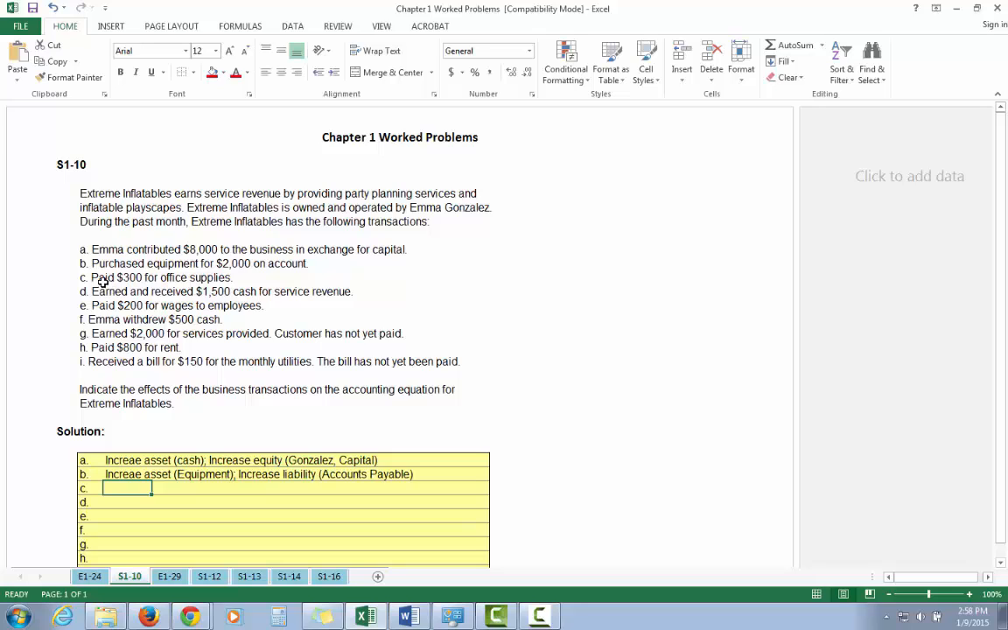Okay. All right. Then C says we paid $300 for office supplies. All right. So we paid something. Anytime we paid something and it doesn't say on account, that means cash is leaving the company. All right. We're conducting business, and we've got cash going out. So cash is going to decrease. So cash is an asset. So we're decreasing our assets and we're getting something in exchange for the cash. Office supplies. Okay. So office supplies are something that we're going to use up. That's going to help us generate income. So that's an asset. So we have an increase in our assets.